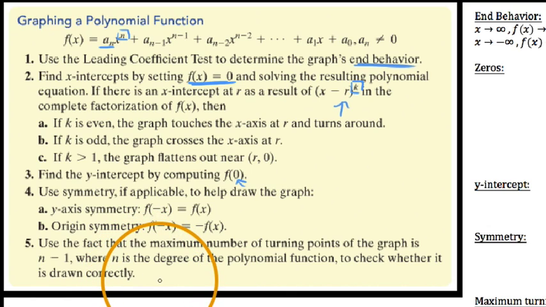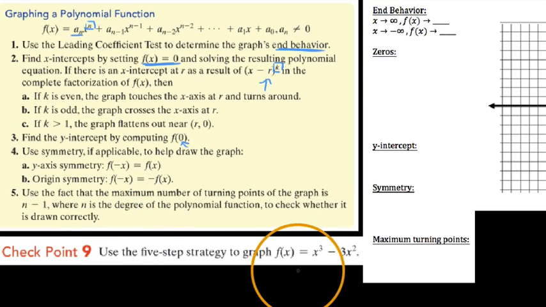So here's what we have. We have this function here, f of x equals x cubed minus 3x squared, and we want to go make a sketch of this. So the first thing we're going to do is talk about end behavior. Now, one thing I notice is that the leading coefficient is equal to 1, it's a positive leading coefficient, and then the degree of this function here is third degree. And so that's an odd degree.